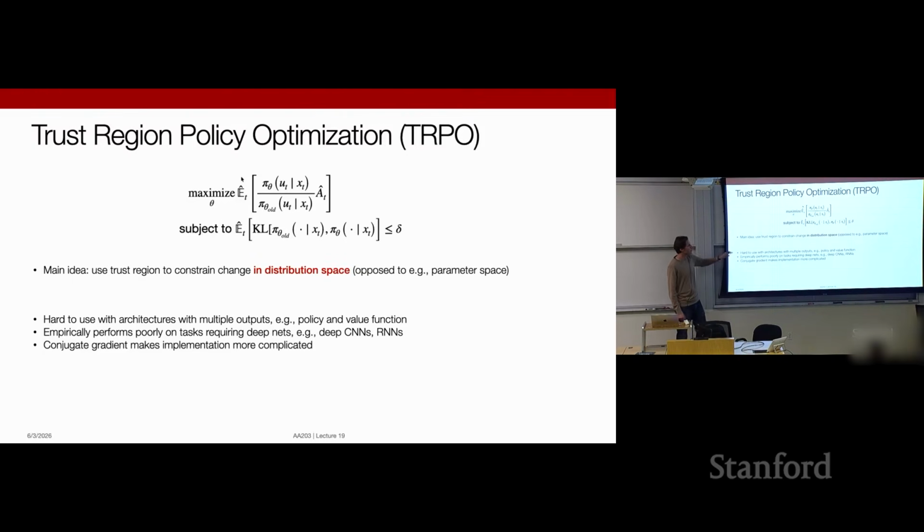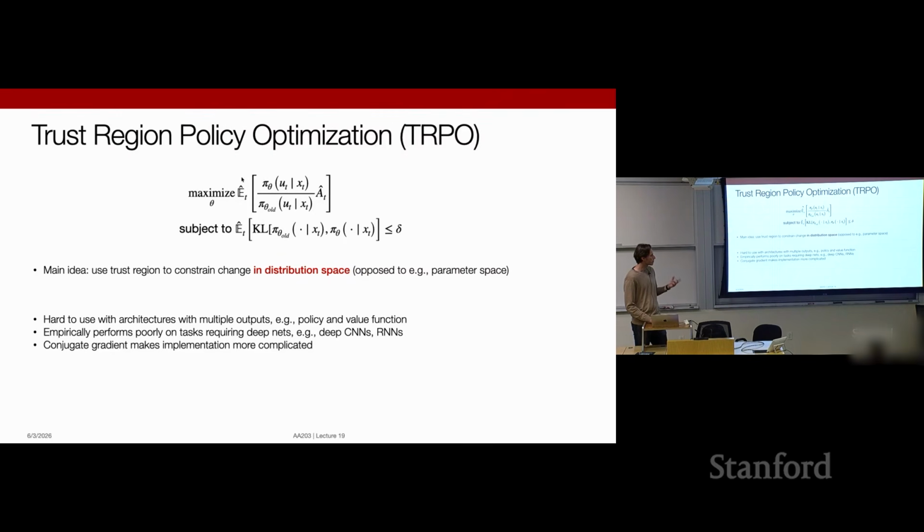Specifically, in order to solve these problems, people usually use conjugate gradient methods, which can be tricky to implement. And empirically, this algorithm usually seemed to perform pretty weakly when we're using maybe deep neural networks, such as convolutional neural networks or large transformer networks, which was indeed one of the main practical limitations of TRPO.